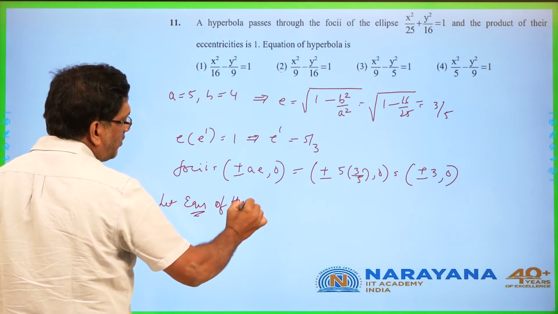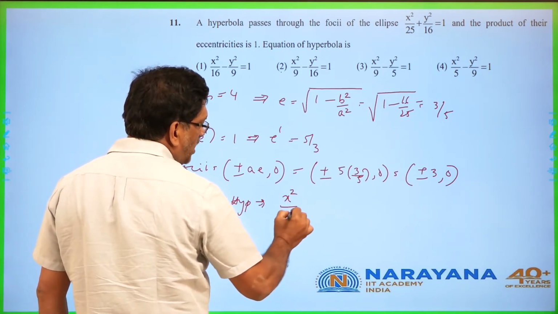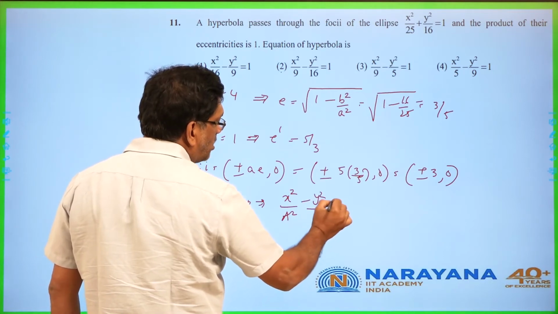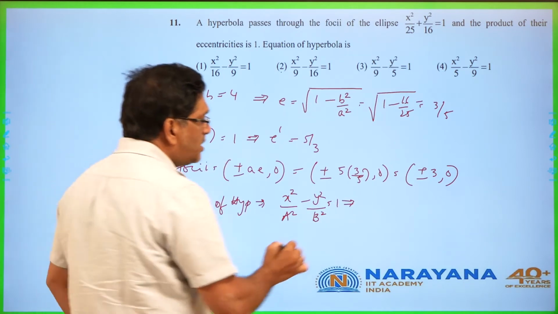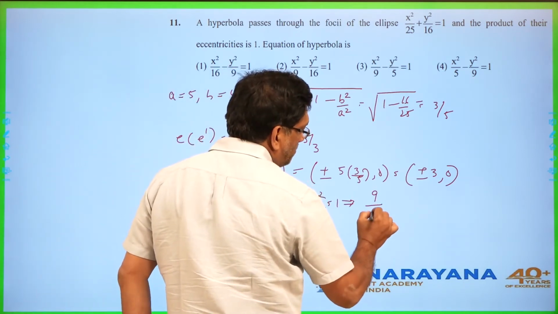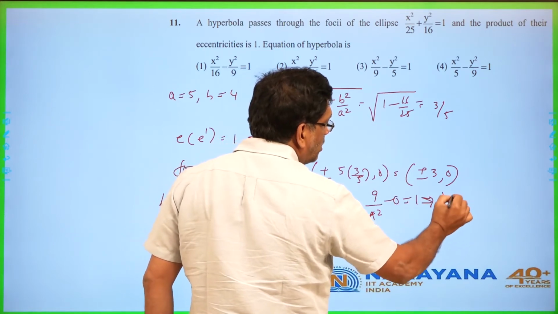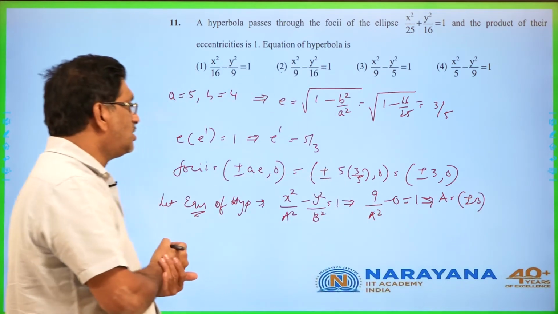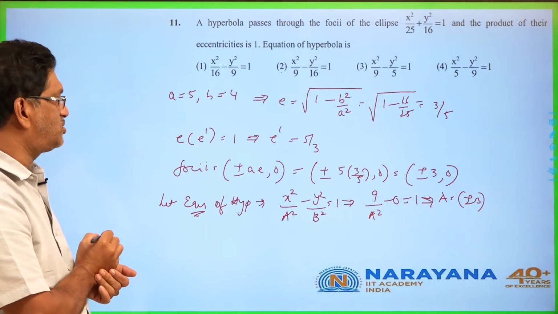Let the equation of the hyperbola be x square by capital A square minus y square by capital B square. As it is passing through the foci, it is 9 by A square minus 0 equal to 1, so A square is 9, that is, A equals plus or minus 3.